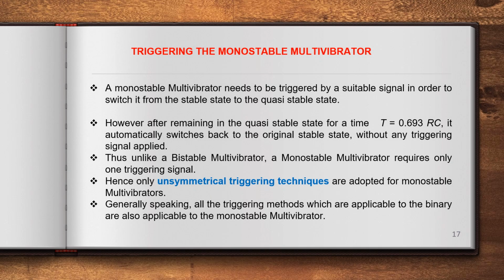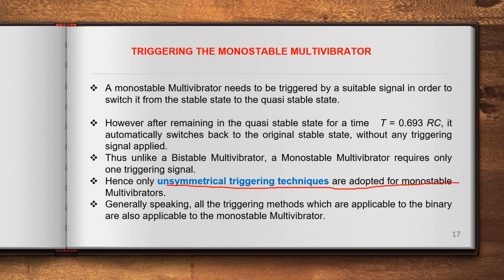Now let us see triggering on the monostable multivibrator. A monostable multivibrator needs to be triggered by a suitable signal in order to switch it from the stable state to the quasi-stable state. However, after remaining in the quasi-stable state for a time t equivalent to 0.693 RC, it automatically switches back to the original stable state without any triggering signal applied. Thus, unlike a bistable multivibrator, a monostable multivibrator requires only one triggering signal. Hence, only unsymmetrical triggering techniques are adopted for monostable multivibrators.